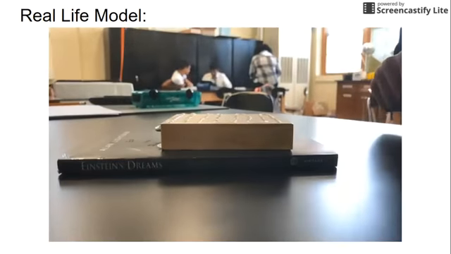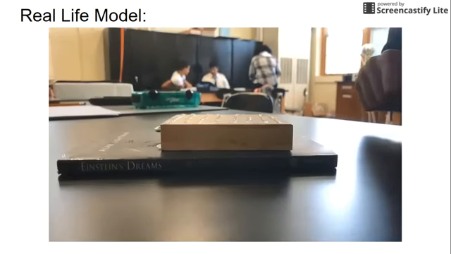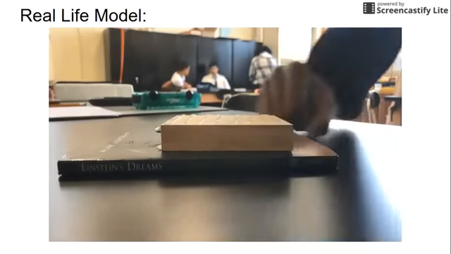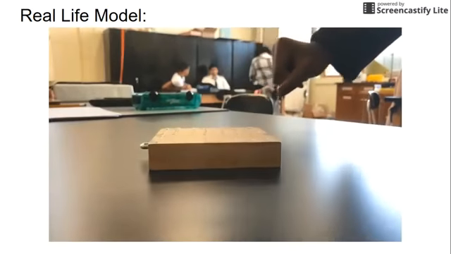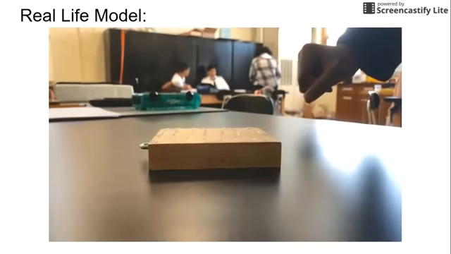So what we see on the slide is a real-life model. And Nabil is going to push that book, and when he pushes the book, the block itself remains in the same position it's at.